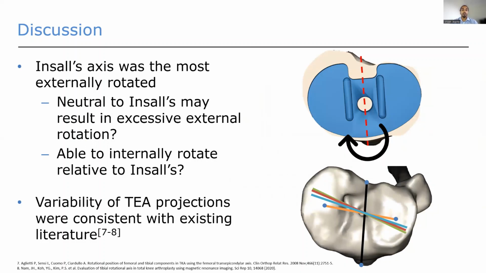So overall, Insall's axis was observed to be the most externally rotated of those assessed. This poses a couple of questions. 1. Does aligning neutral to Insall's place us at risk of excessive external rotation? Or are we able to internally rotate relative to Insall's? And if so, how do we know how much to rotate by? We also note that the variability of the TEA projection measurements were consistent with existing literature, with the standard deviation being in the range of 4 to 7 degrees.